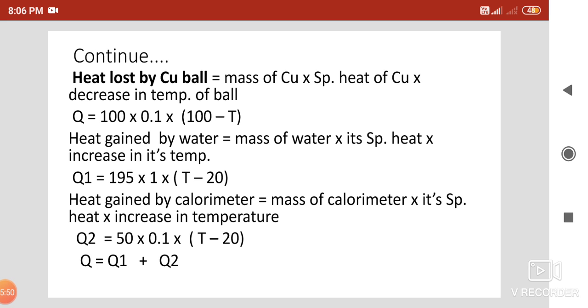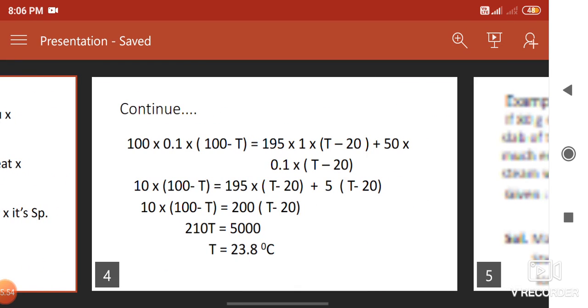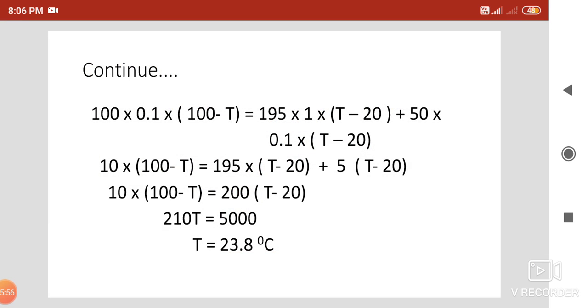So Q is equal to Q1 plus Q2. Then after putting those values, we'll get 100 multiply 0.1 multiply (100 minus T) equal to 195 multiply 1 multiply (T minus 20) plus 50 multiply 0.1 multiply (T minus 20). That means we just have to put the values of Q1 and Q2.